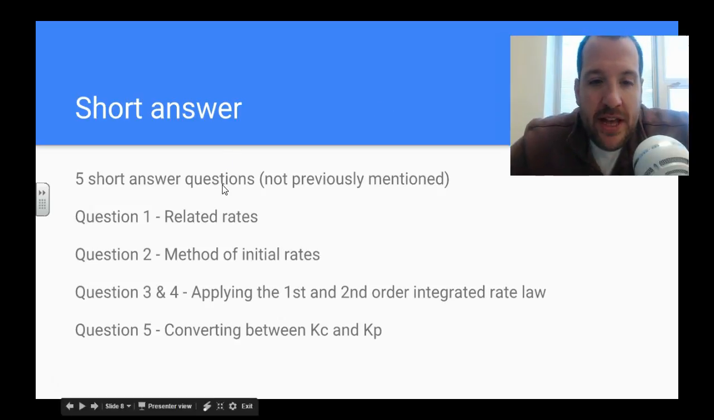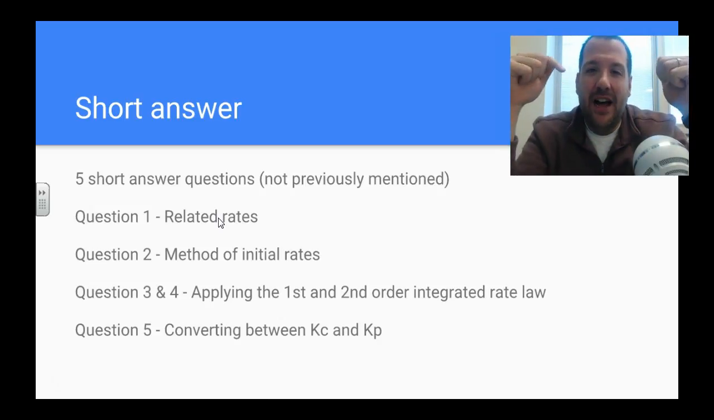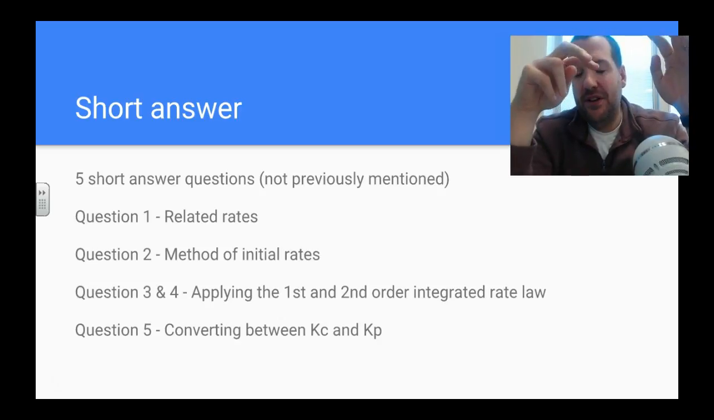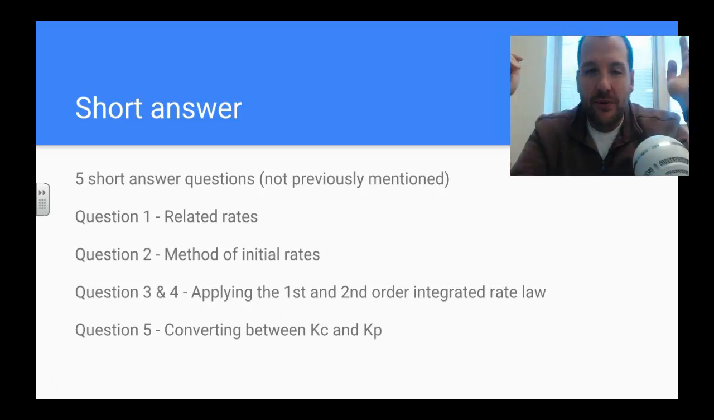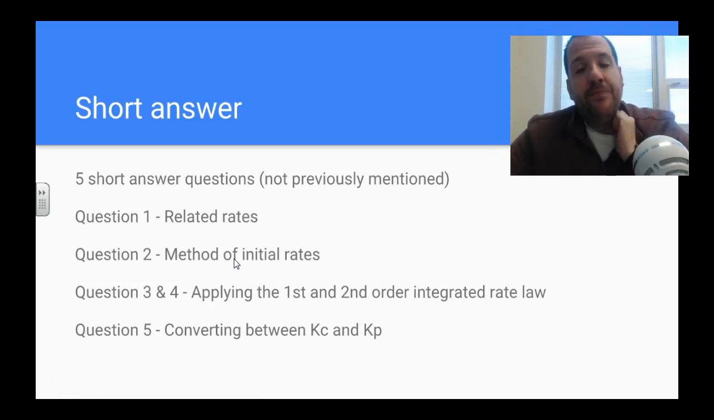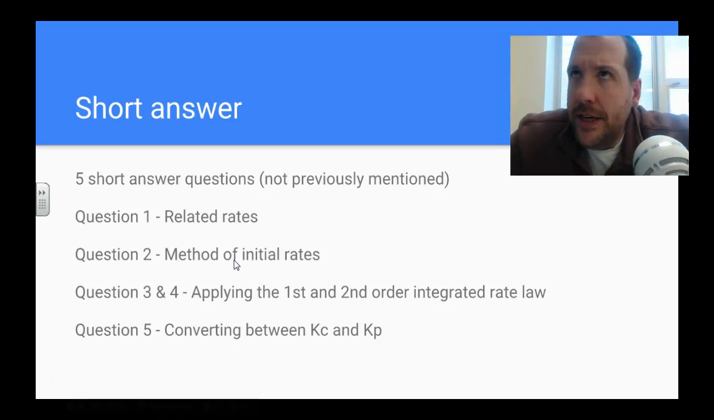And so of those 5 short answer questions, there's a related rates question. So you're thinking about related rates. Remember, you give a reaction with coefficients, like, if this rate is half of this because it's a 2-to-1 ratio. We did some sample problems like that in class, and the video is good too. And then there's another method of initial rates. This is very similar to the open-ended question that we talked about in open-ended question number 2.